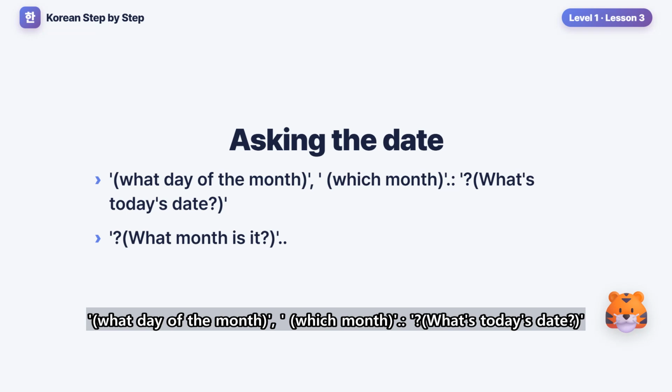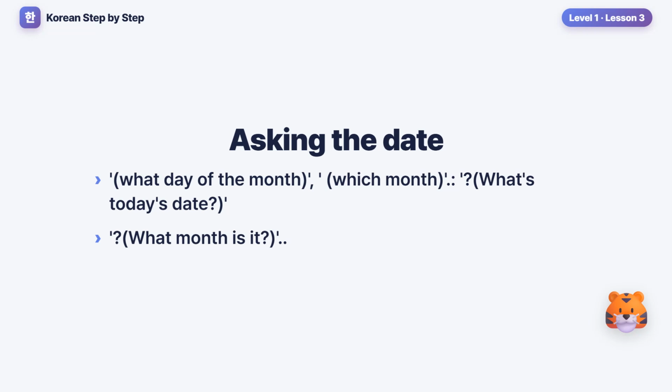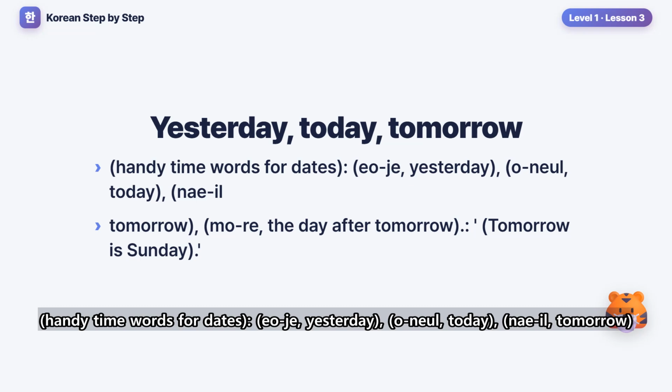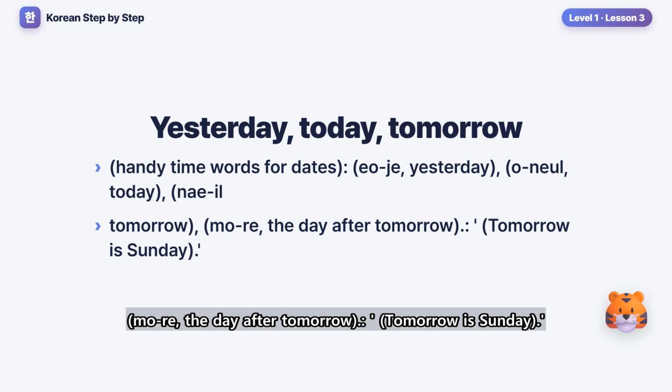What day of the month? Which month? What's today's date? What month is it? What day? What date? Time words for dates: yesterday, today, 내일, tomorrow, and the day after tomorrow.